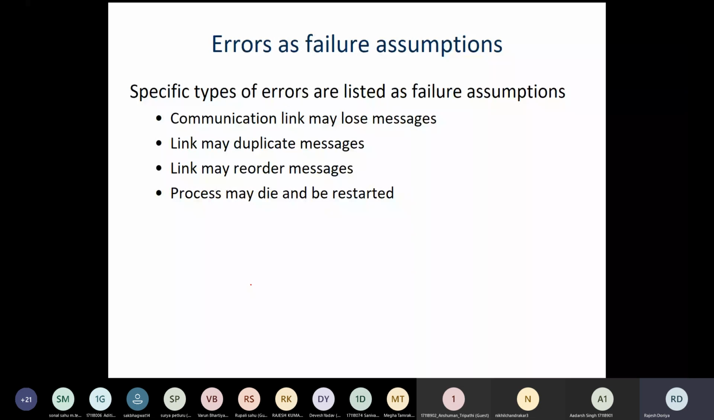Then errors as failure assumptions. So specific types of errors are listed as failure assumptions. For example, the communication link may lose a message, right? Or it may be possible that the message has been sent many times, or the messages which were supposed to maintain a particular order, that order has not been maintained. So this is also considered as one of the failures. And then it may be possible that many processes may die and then again they may restart. So this sort of thing may happen.